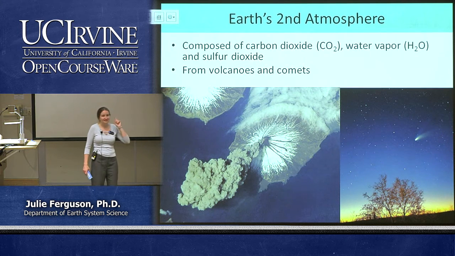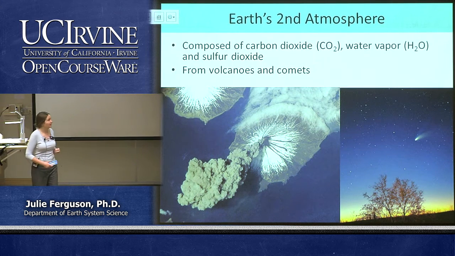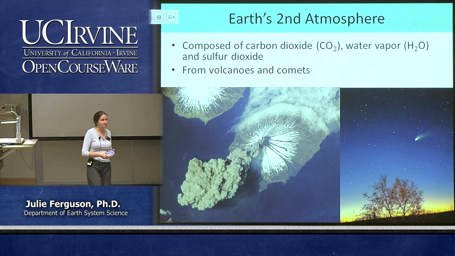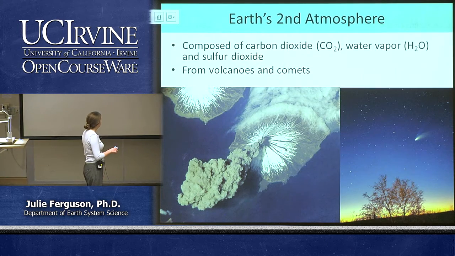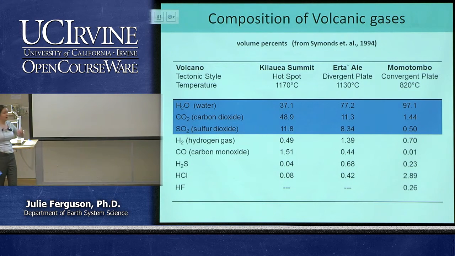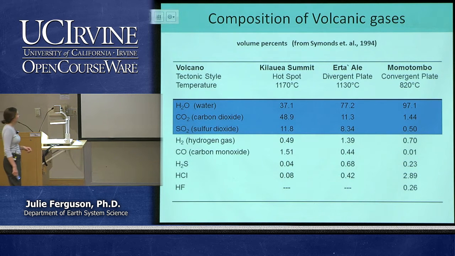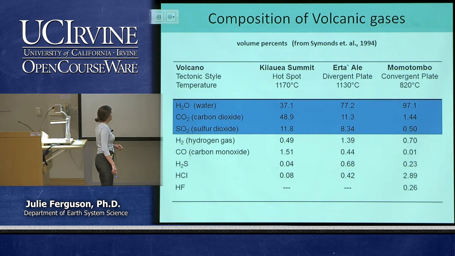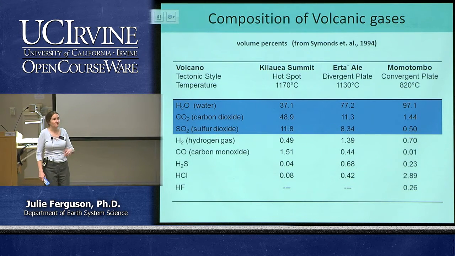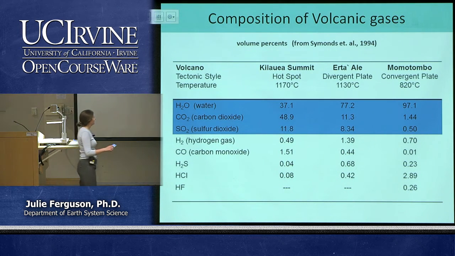And so our second atmosphere formed from these processes, from volcanic eruptions and from comets crashing into the Earth. The main composition of the atmosphere at that time was carbon dioxide and water vapor. That's because volcanoes mainly give out water vapor, carbon dioxide, and then smaller amounts of other stuff, things like sulfur gases, hydrogen gas, carbon monoxide. It doesn't really matter what setting your igneous activity is happening at, those are the main gases that are released. So that was what created our second atmosphere.